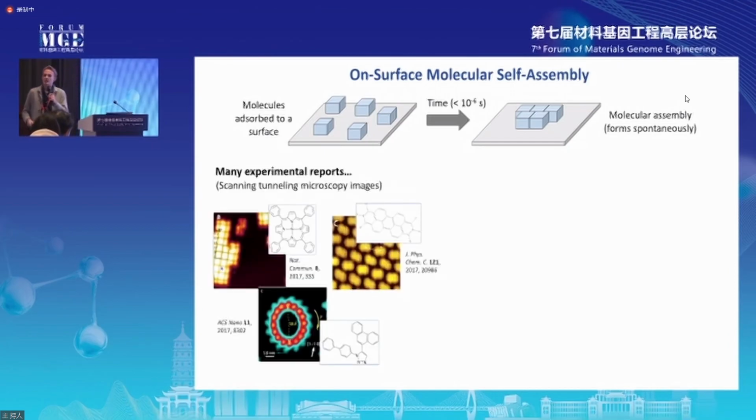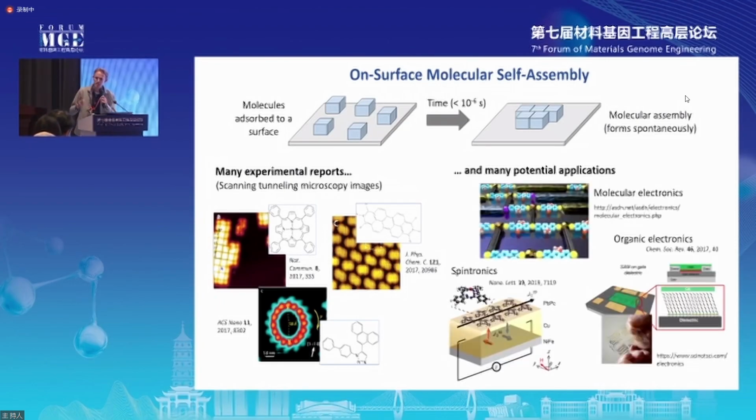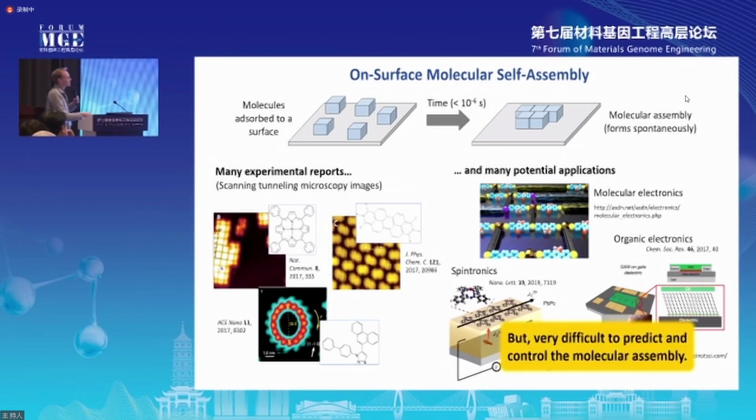There's plenty of experimental examples of these from a technique called scanning tunneling microscopy. There's plenty of examples in the literature. You can see different molecules form different shapes. This one forms kind of like a ring. This one forms this brick-like pattern. There's lots of potential applications: molecular electronics, spintronics, organic electronics. There's a lot of excitement about this field, but there's a big problem. It's extremely hard to predict and to control these molecular assemblies. That's a real critical problem, preventing the realization of these applications.